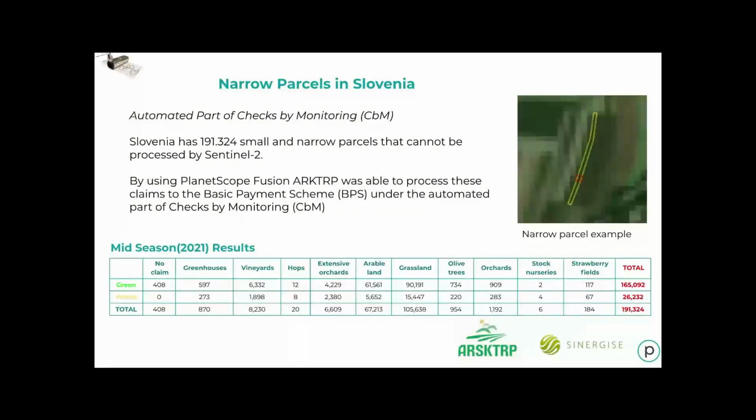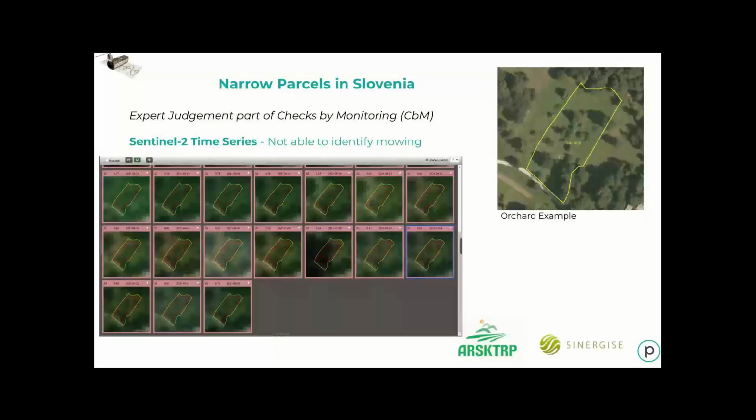But also for the expert judgment part of checks by monitoring in Slovenia, Fusion data plays a role. What we see here is an orchard example. An orchard in Slovenia needs to mow the land.